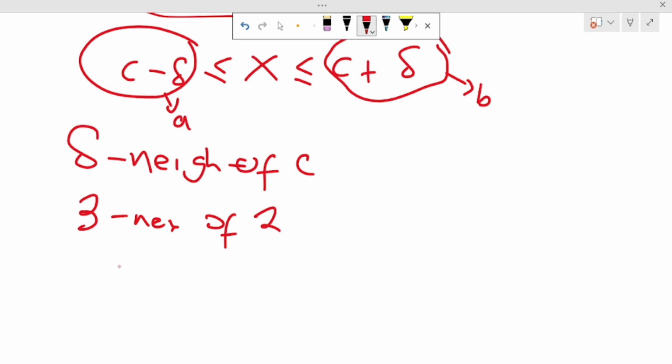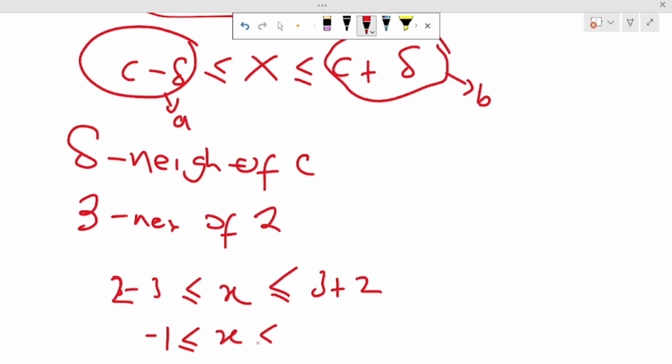Yes, I've already explained that. So for me to get the interval, I use the same formula. The interval will be 2 minus 3 is less than or equal to x is less than or equal to 3 plus 2, right? So I get -1 is less than or equal to x, which is less than or equal to what? 5. So for this, 3 is the delta, 2 is the c, right?